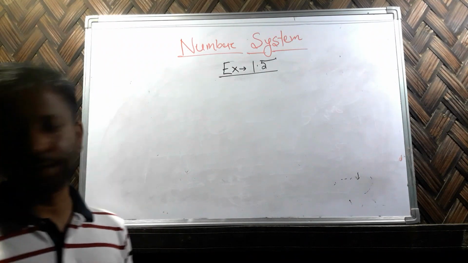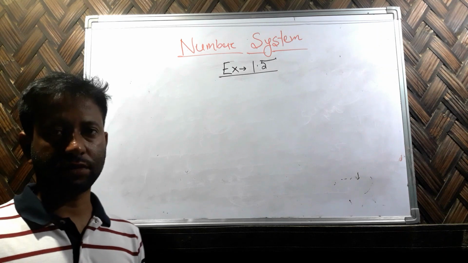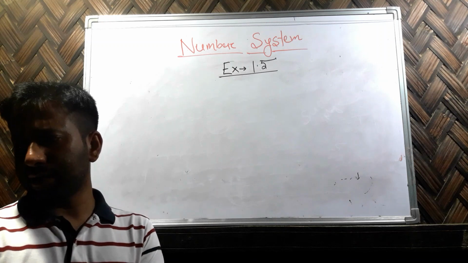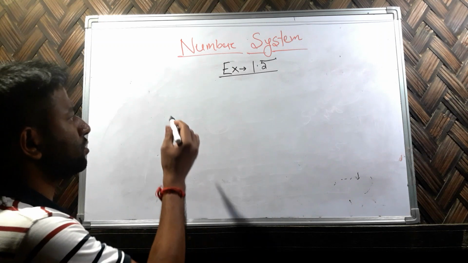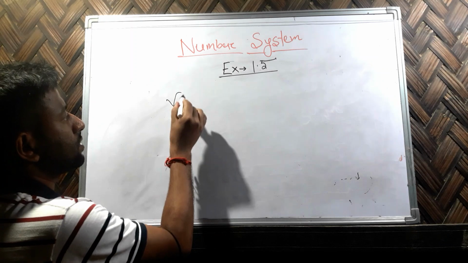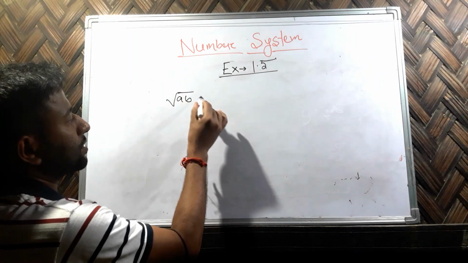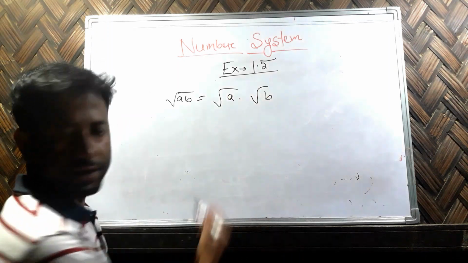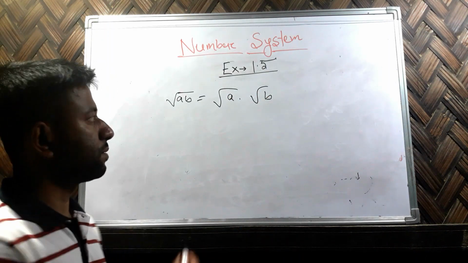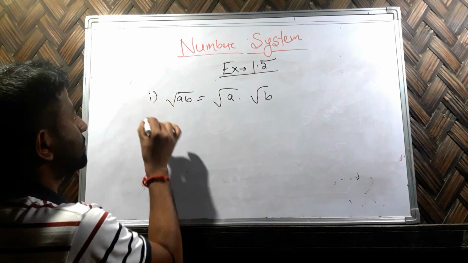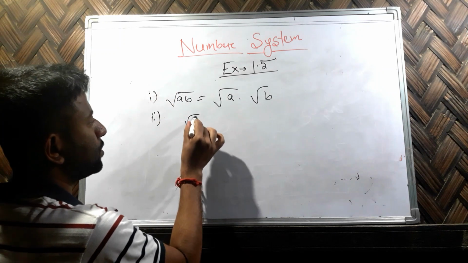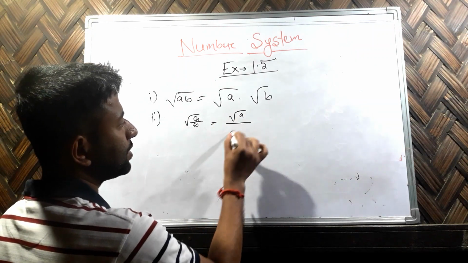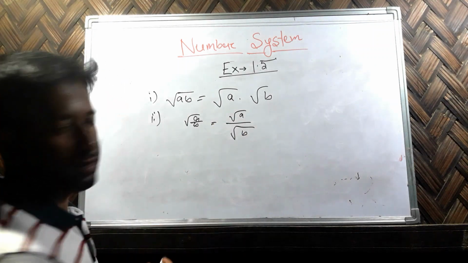Before starting this one, I will just try to explain some of it. It's not a formula, I can say, how we deal with the root. Suppose this is root A and B, so I can represent this as root A as well as root B. Similarly, if something is written in the form root A by B, I can write this as root A divided by root B.